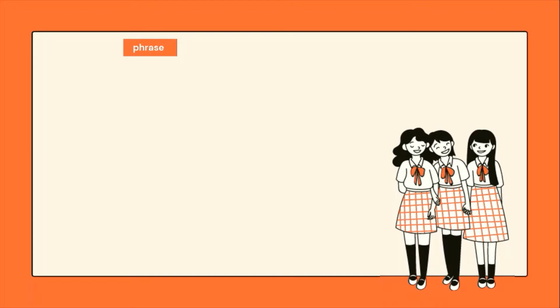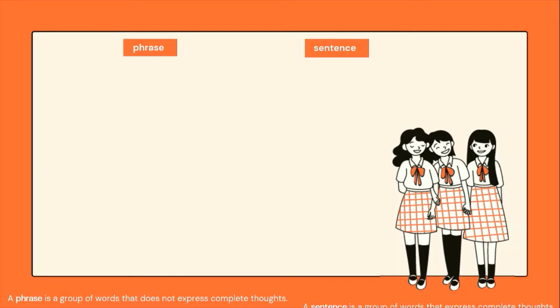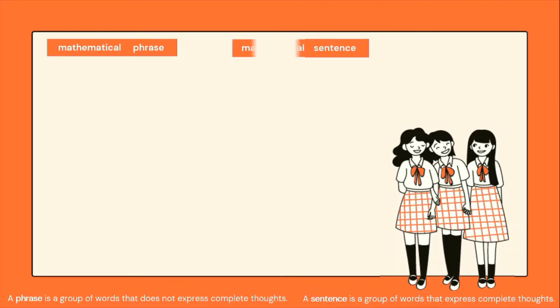Sa English, meron tayo tinatawag na phrase. It is a group of words that does not express complete thoughts. Meron din tayong sentence, which is a group of words that express complete thoughts. Sa math, meron din tayong katumbas ng phrase and sentence. We call it mathematical phrase and mathematical sentence.